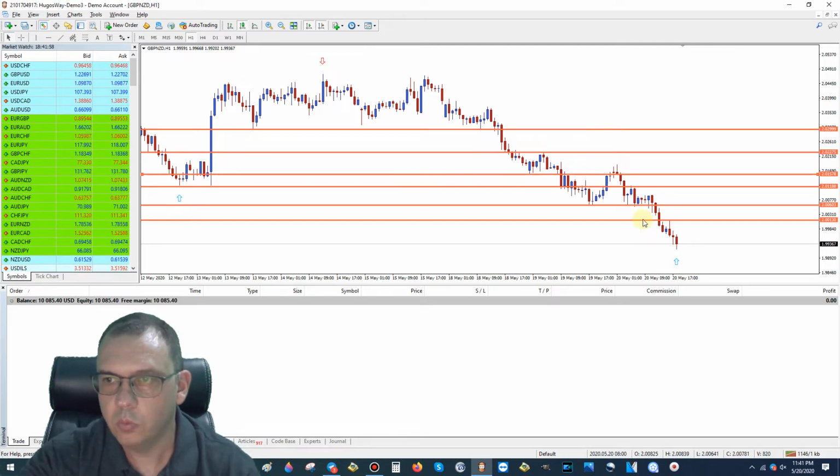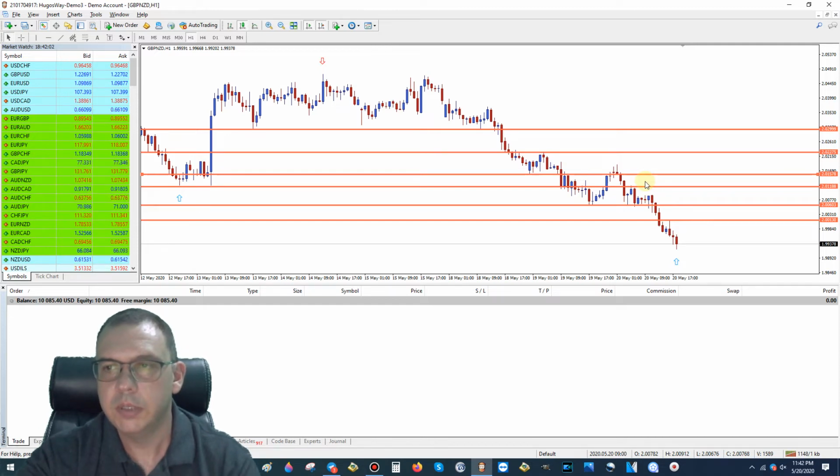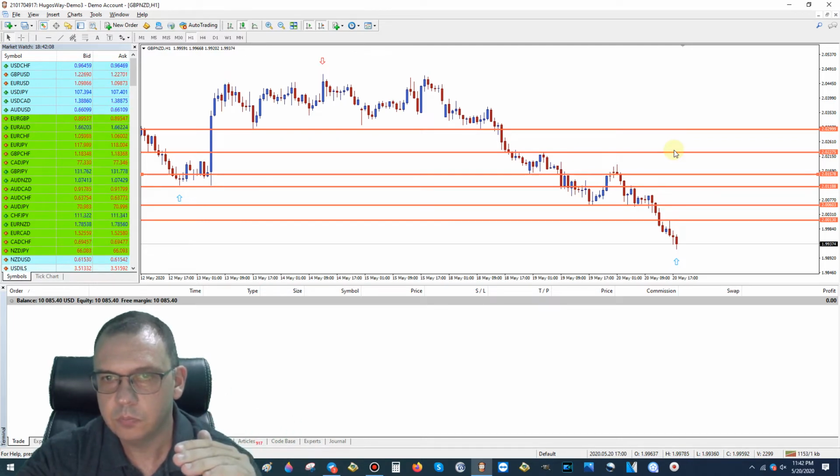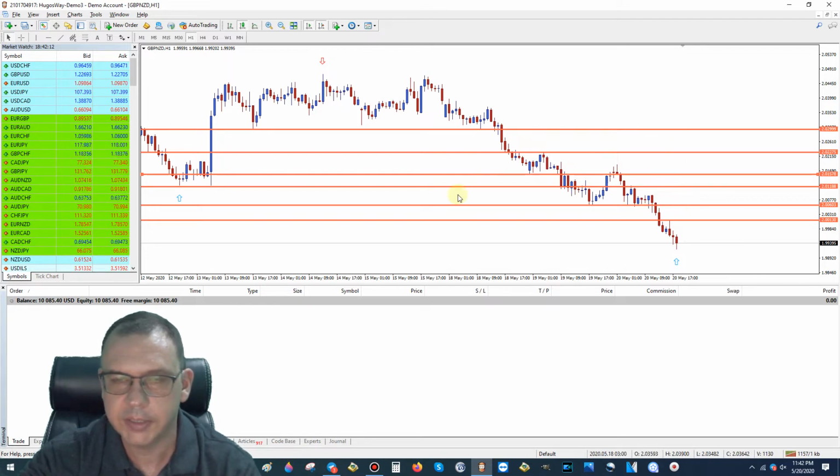Now, once you have all your different levels of support and resistance marked like this, then we can set multiple buy stop pending orders. If this was a sell signal, I would set multiple sell stop pending orders. But in this example, we're going to use buy stop.